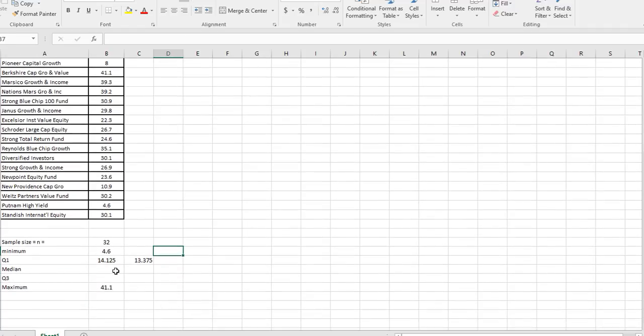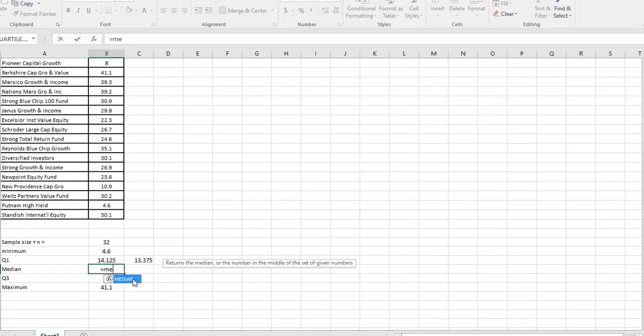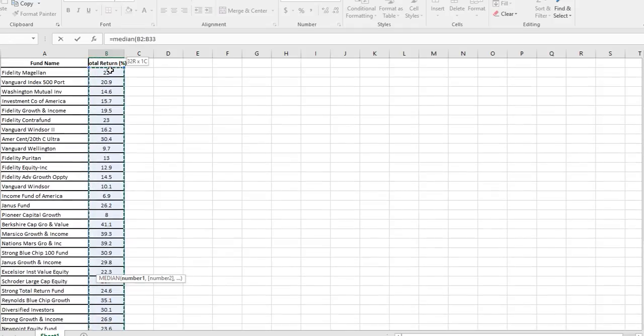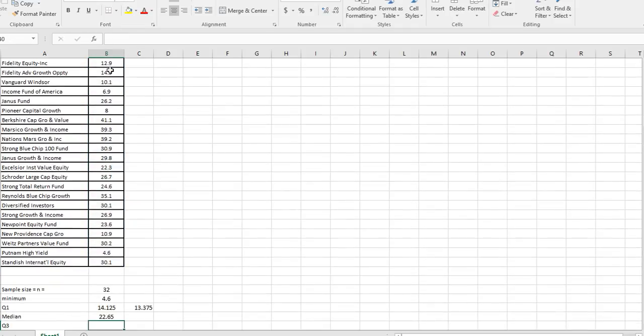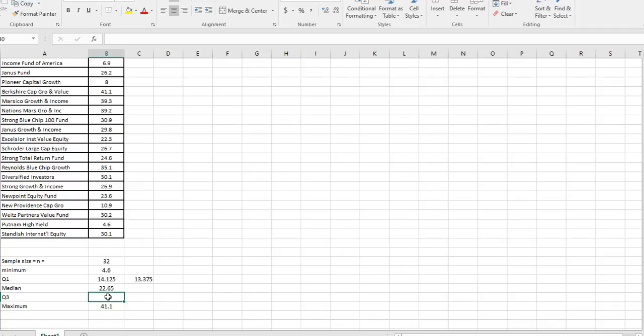Now, the way Excel used to do it was different from either one of those, so I'm not sure exactly what's going on there. Now, this one is just equals median, and you highlight the data and that, and then again I'll compute the Q3 both the different ways.